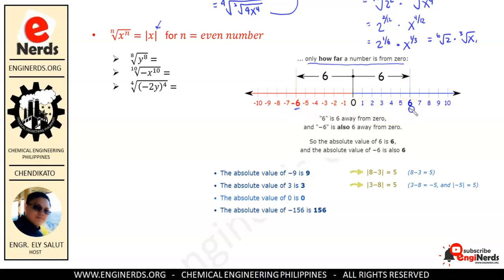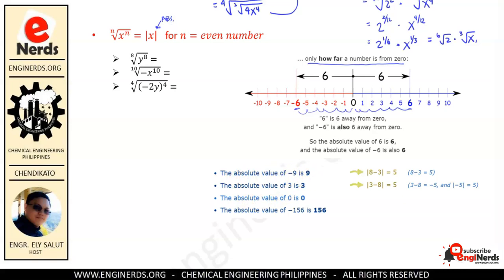Pero ang binibilang natin kung gaano siya kalayo. So 1, 2, 3, 4, 5, 6. And from here, 1, 2, 3, 4, 5, 6. So both of them have a distance of 6 from 0, no? We are talking about the positive value kapag we are mentioning the absolute value. Okay? So that's why if you are asked, what is the absolute value of negative 9?